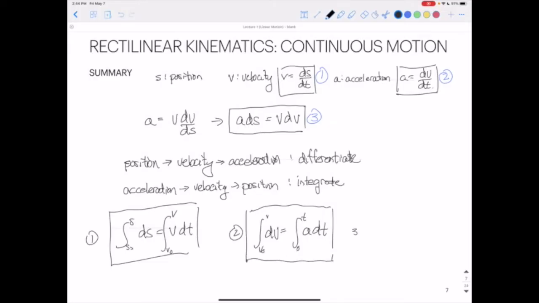And for our last equation, we take the integral of both sides. On the left-hand side, we have the integral from s0 to s of a ds, and that's going to be equal to the integral from v0 to v of v dv. So these are our three equations of motion for a particle in one dimension, both in the differential and integral forms. Using these three equations, or six equations, we can solve almost any problem of one-dimensional particle motion.